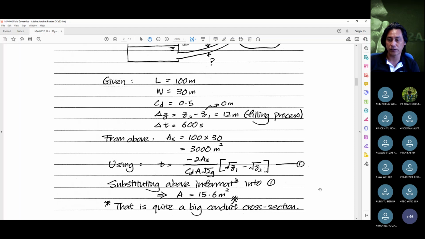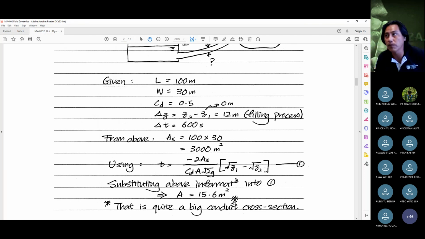It's very interesting. Part A, they ask you to derive the expression. Part B, they're asking you to use the expression, just to see it for yourself. And the cross-sectional area of a conduit is 15.6 meters squared. That's actually a very big conduit. If you think about it, it's something like 3 meters by 5 meters.